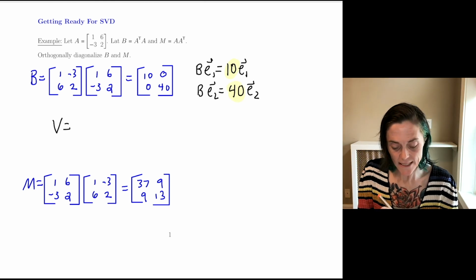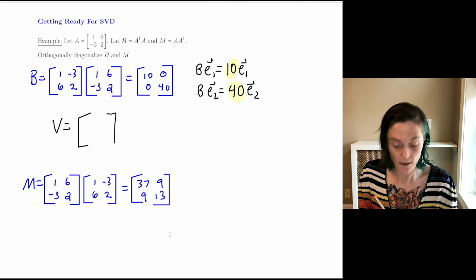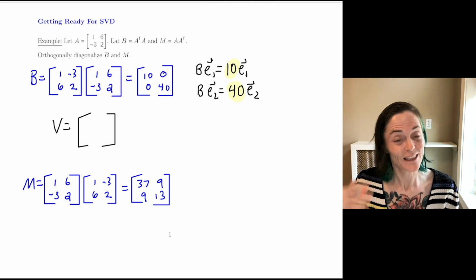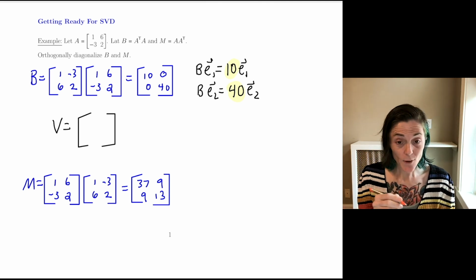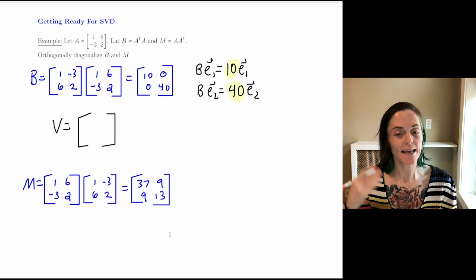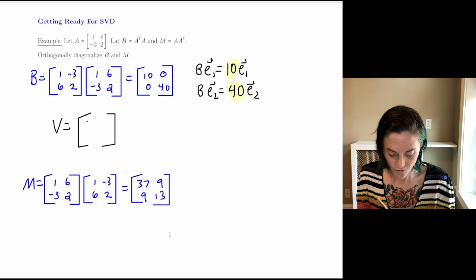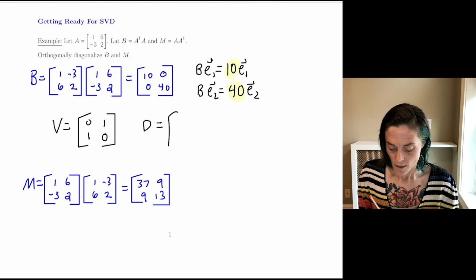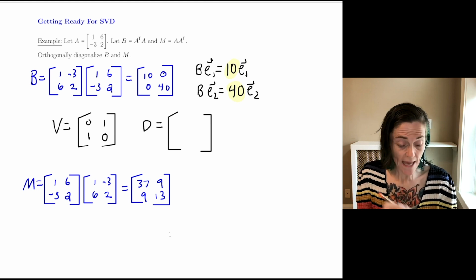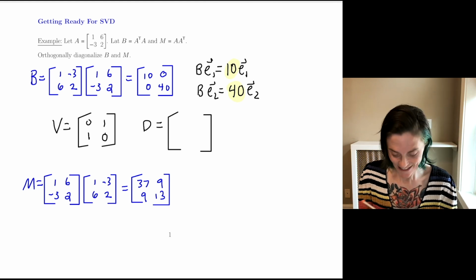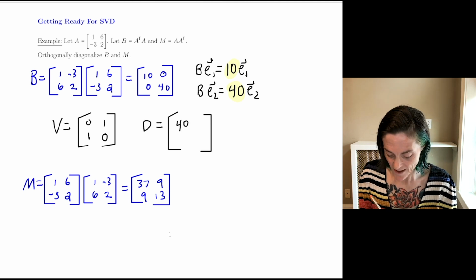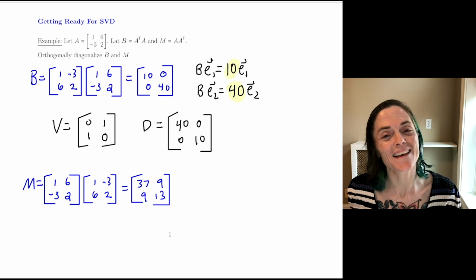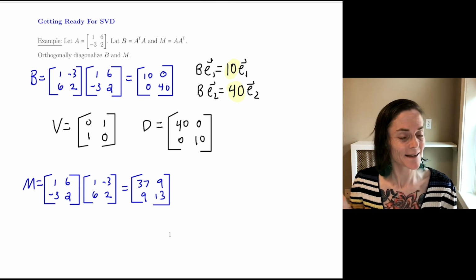My diagonalization, I'm going to do a little bit differently than what you might think. For my matrix of eigenvectors, I'm going to put E2 first, and then E1. And then my diagonal matrix, well, the eigenvalue corresponding to E2 is like this, 40 and 10. So this is a little different than what you might think, but I'm going to do this for a reason.